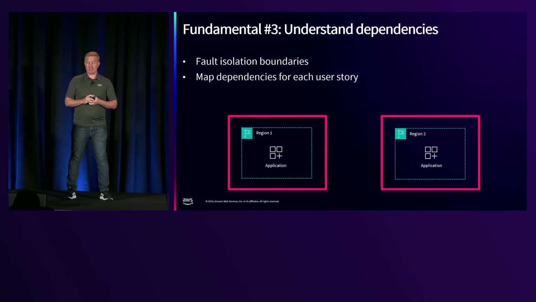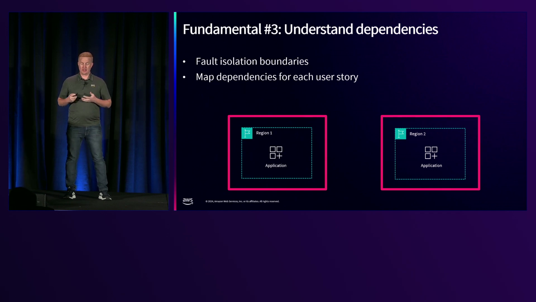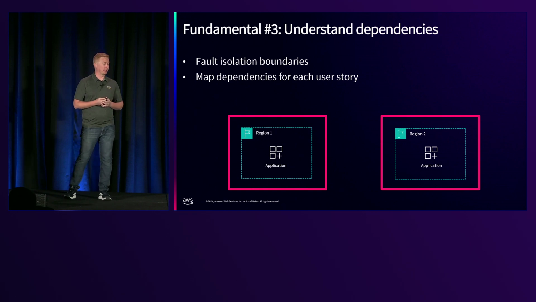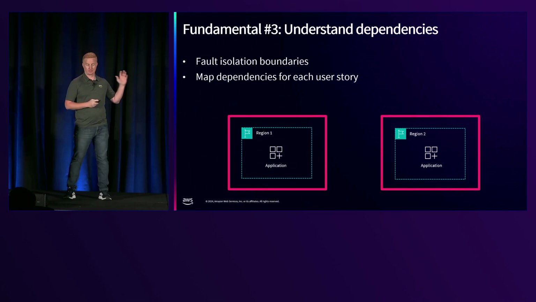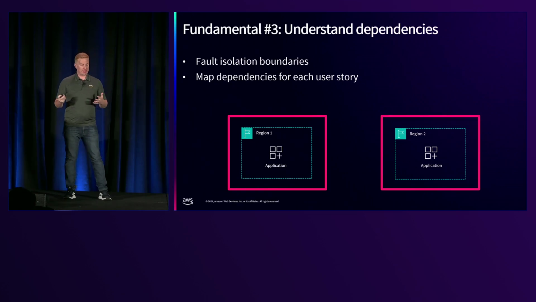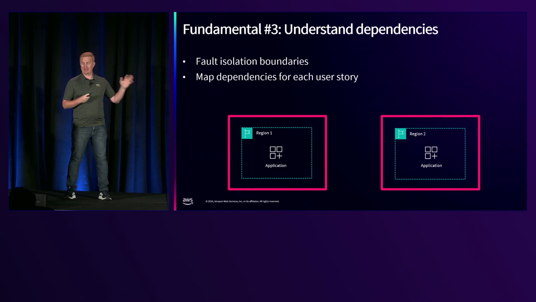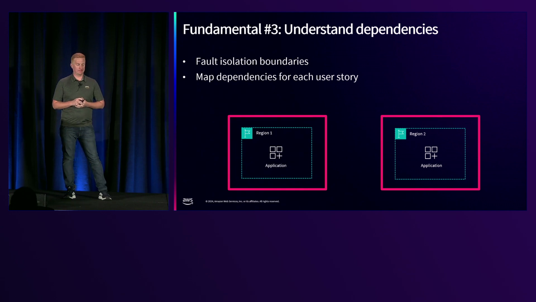Fundamental number 3 is to understand dependencies. To ensure the operation of the workload during a failover scenario, you should have no dependencies between the 2 regions or any of the other regions that you have. Region 1, in this example, should be able to operate 100% fully independent of region 2. And what this allows you to do is set that defined fault isolation boundary, such that if something happens in region 1 to the workload there, that issue is going to be bounded to that fault isolation boundary.